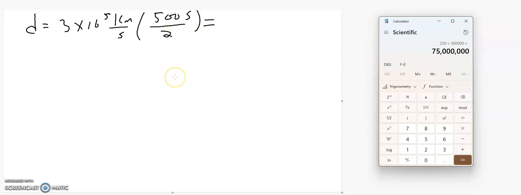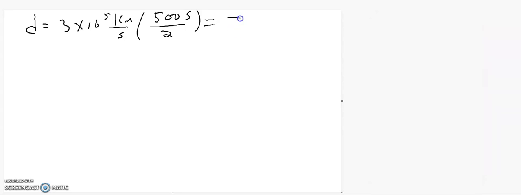All right. So let's write that in scientific notation. So it would be 7.5, right? 7.5 times 10 to the, that's supposed to be a 10, sorry, times 10 to the seventh, right? And that's kilometers.